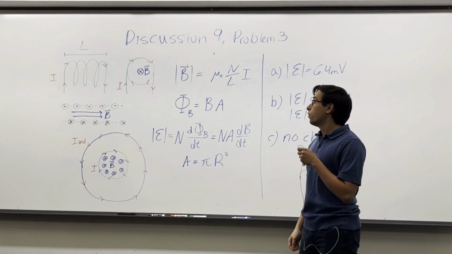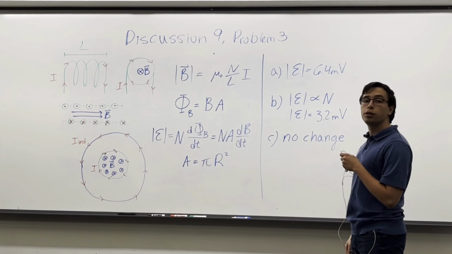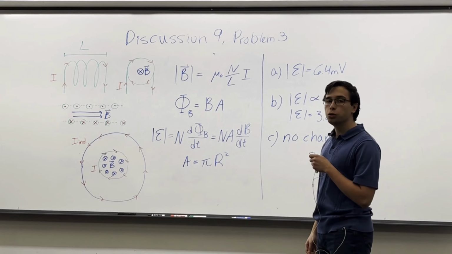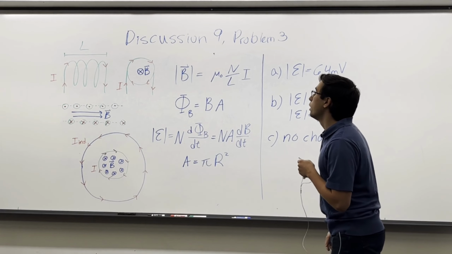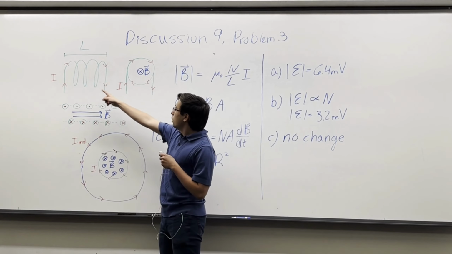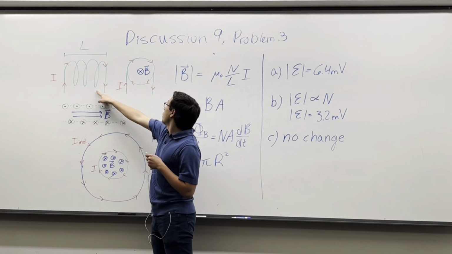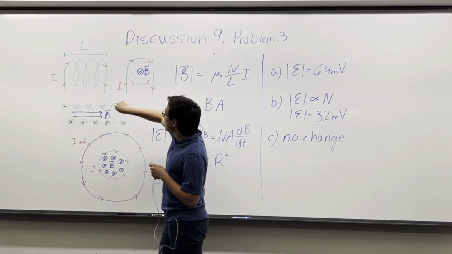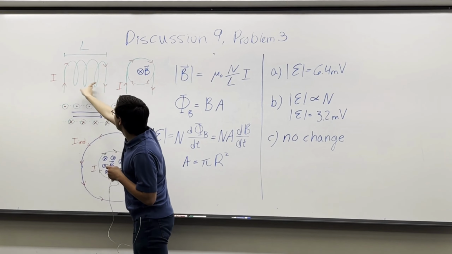Okay, guys. So we're going to look at problem 3 from discussion 9, which is a problem about two solenoids, one surrounding the other. If we look at our inner solenoid, we can look at it from the side, like this, or we can look at it from the left, going to the right.